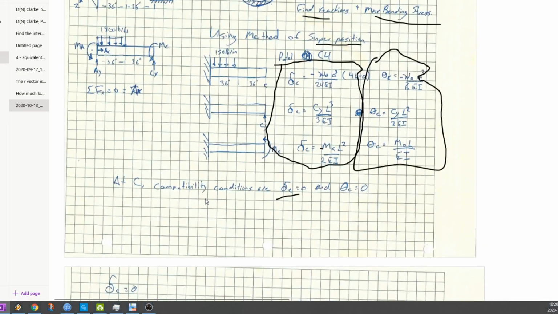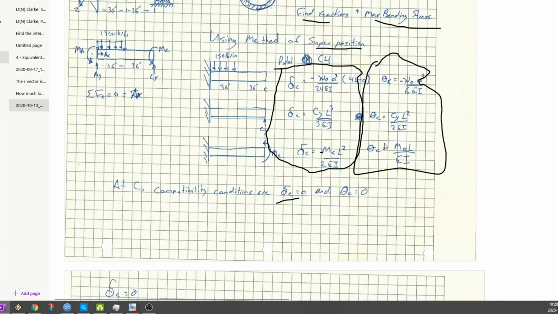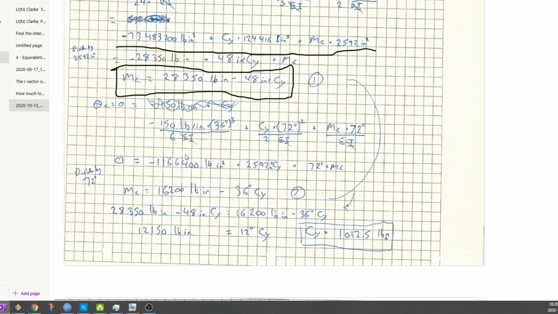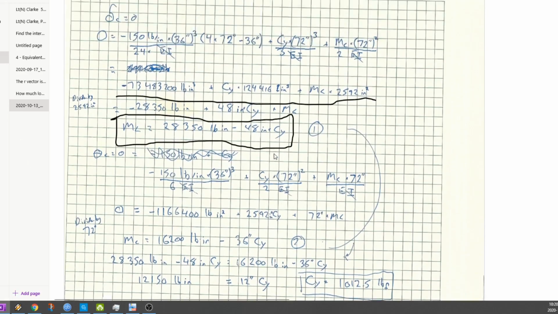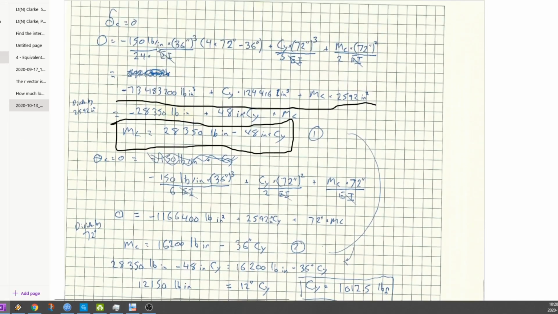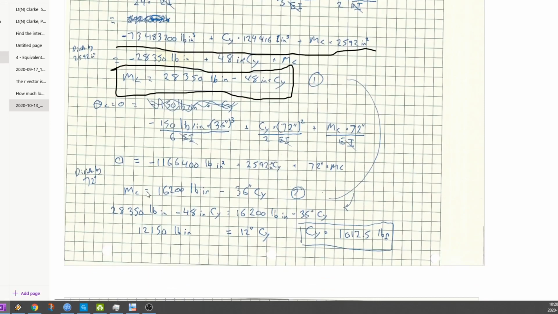And then same thing for these ones here. Take those, plug the values in. I'm not going to talk our way through those. Again, I just cancel out EI when we can because it's simple. But it gives us this, which again we can solve for MC in terms of CY.